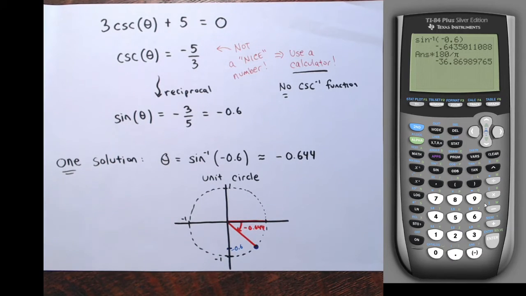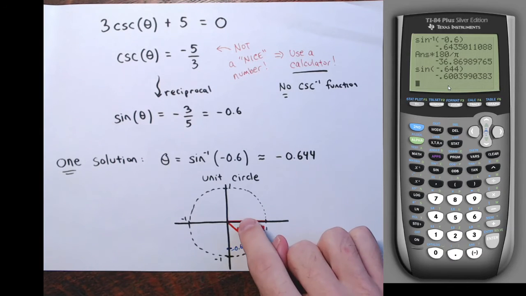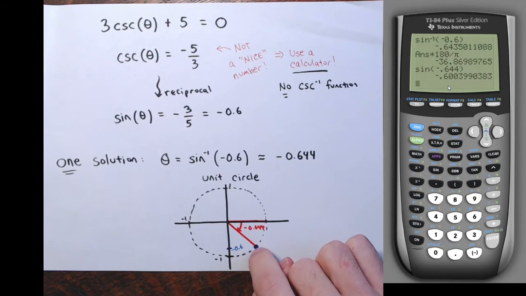Okay. And you can double check that: what is the sine of negative 0.644? Now this is a rounded measure, negative 0.644, and you're seeing it's negative 0.6 basically. Because again, the only reason this is off is because it's rounded. But yeah, so the sine of negative 0.644 is negative 0.6.